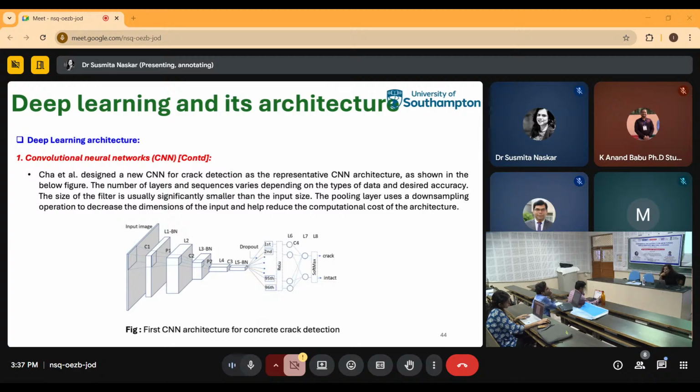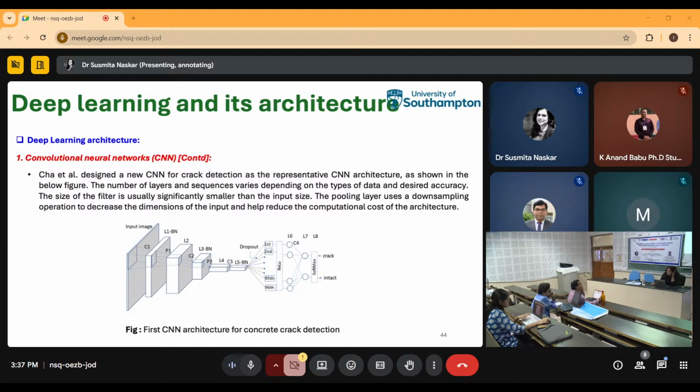So now, when we talk about how CNNs evolved from LeNet to more sophisticated models, let's look at real-life applications, especially in civil engineering. Another very good application is the detection of concrete cracks using CNNs. As we said, this was developed by Chai et al. I have also given the references for all of these papers, so you can go back and have a look at them as well.